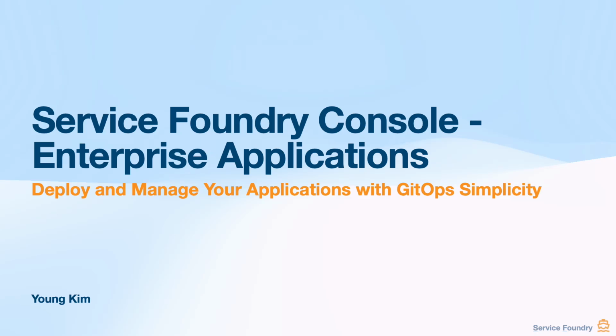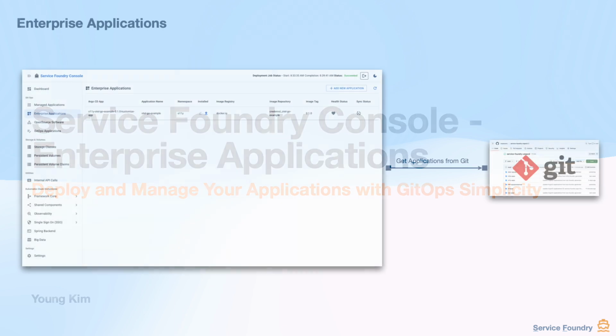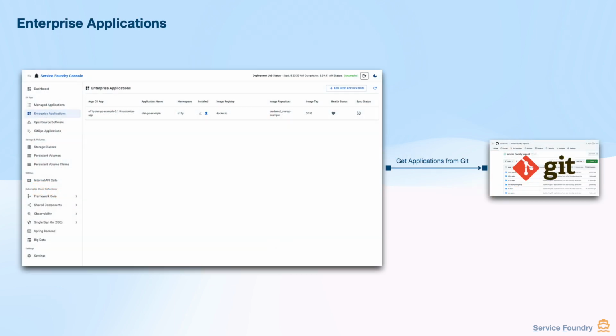This presentation focuses on the Enterprise Applications feature of the ServiceFoundry console. It allows users to deploy and manage their custom container applications seamlessly through a GitOps-driven workflow. This screen shows the Enterprise Application section of the ServiceFoundry console. This menu is designed for installing users' custom container applications onto their Kubernetes cluster.